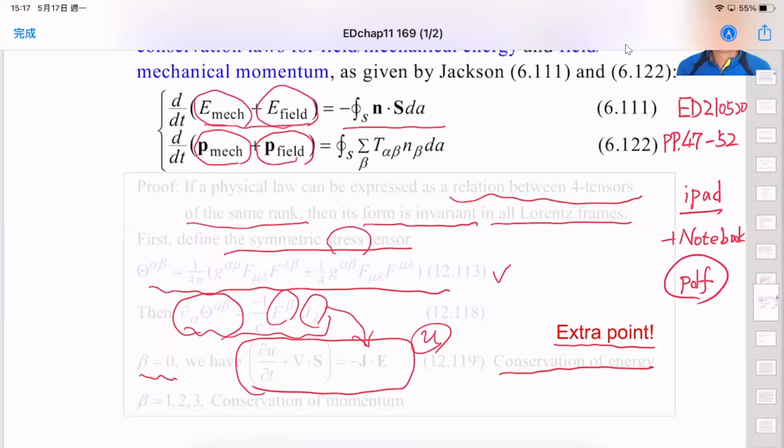How about the conservation of momentum? It's not that easy, not very clear. So it's an extra point, extra bonus. Please derive conservation of momentum by yourself. Okay, that's the first part.